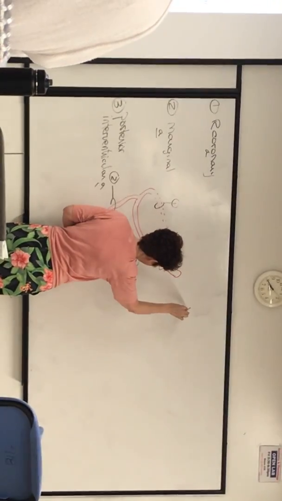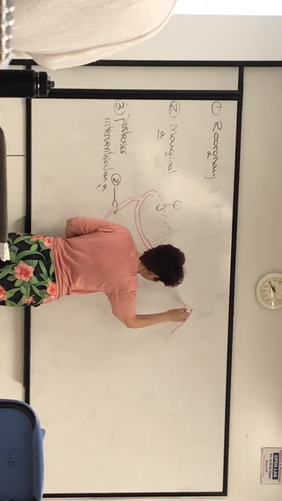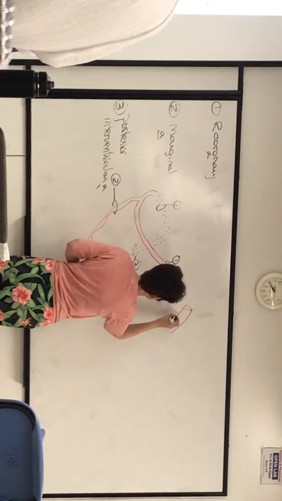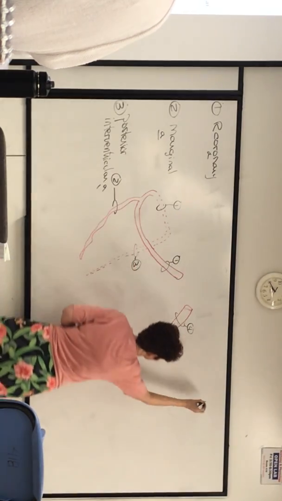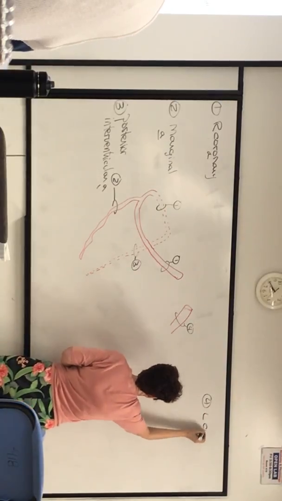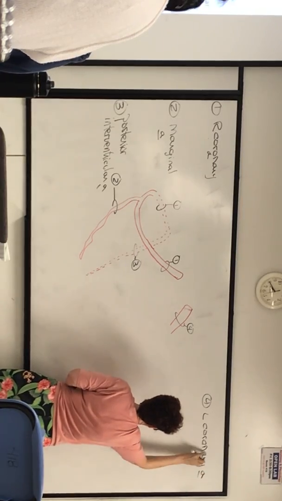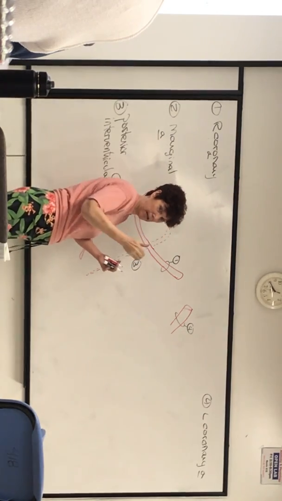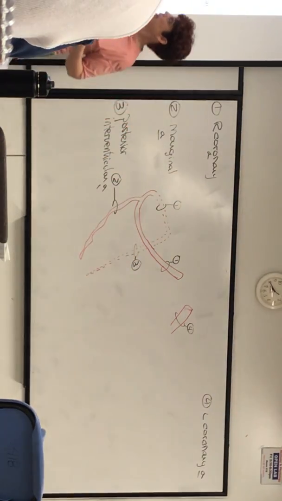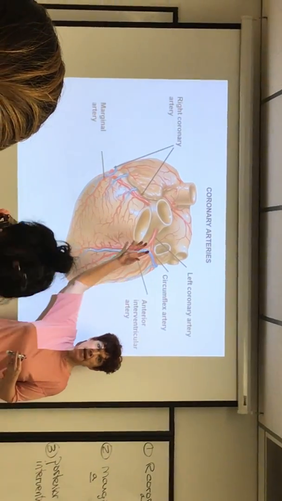So here we have the left coronary. Not cardiac, but coronary. The veins will be cardiac. And as I said, it gives a branch off almost immediately that's going to travel between the left ventricle and the right ventricle on the front of the heart. So that makes it the anterior interventricular artery.